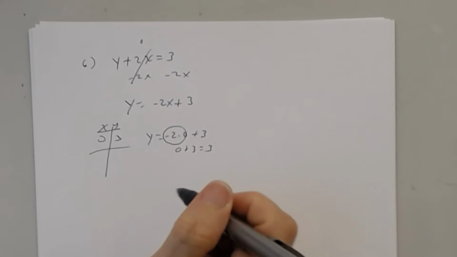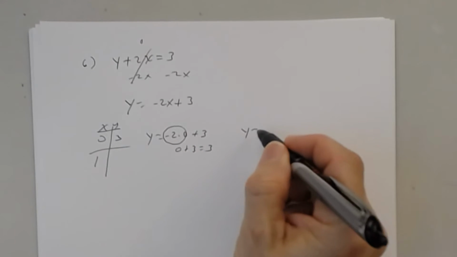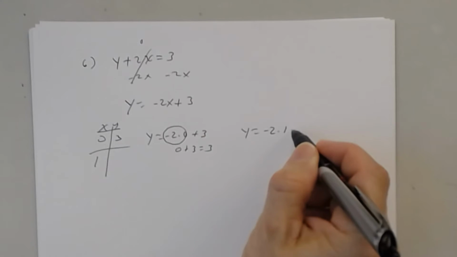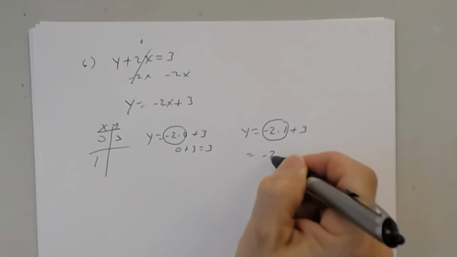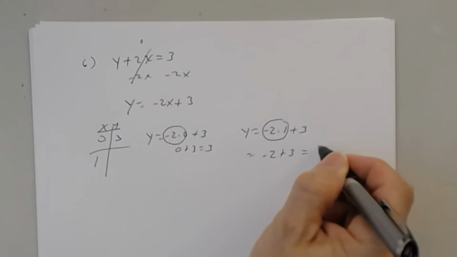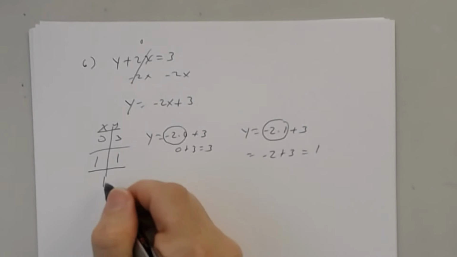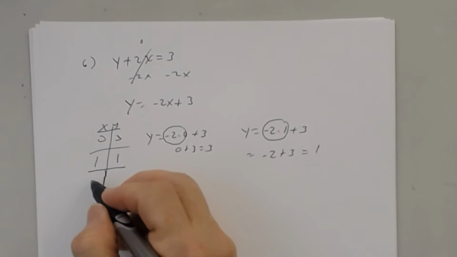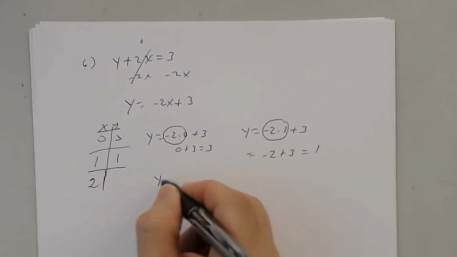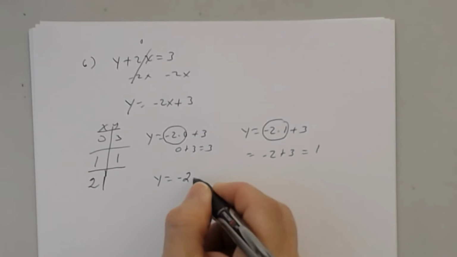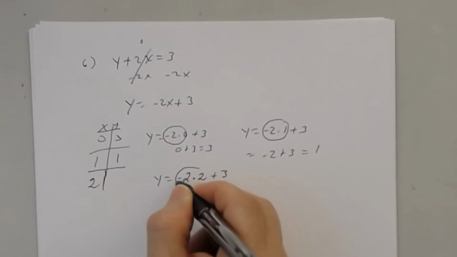All right, give me another number for x. 1. If x is 1, I get y equals negative 2 times 1 plus 3. What's negative 2 times 1? And what's negative 2 plus 3? 1. And then finally, let's do one more. I'm going to use 2, okay? If x is 2, I get y equals negative 2 times 2 plus 3. What's negative 2 times 2?